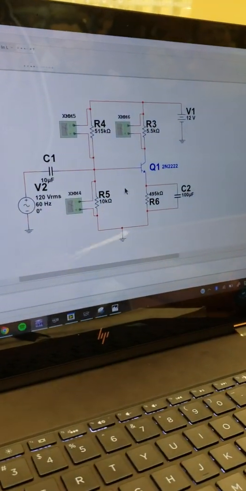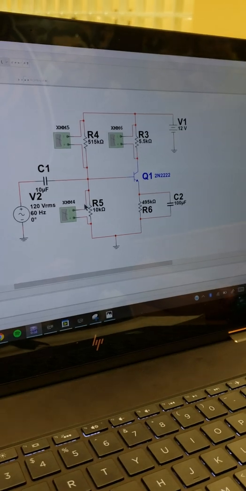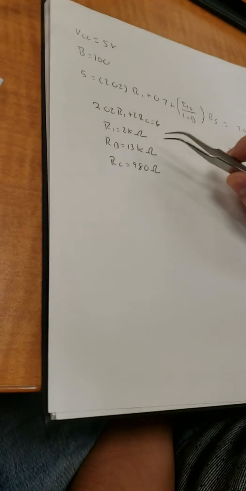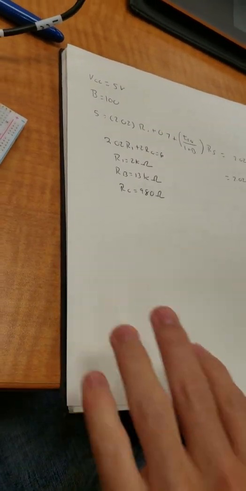So moving on to part 2, where we're designing this circuit, as you can see here, and it was the same process. We needed to find out all the values of the resistors and the capacitors. We also did it by hand first to try to satisfy all the conditions. We find out that the resistor 1 is 2K.